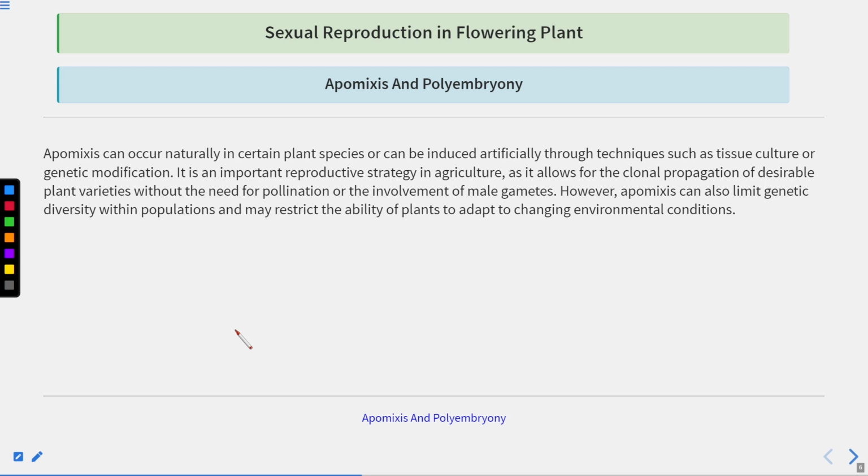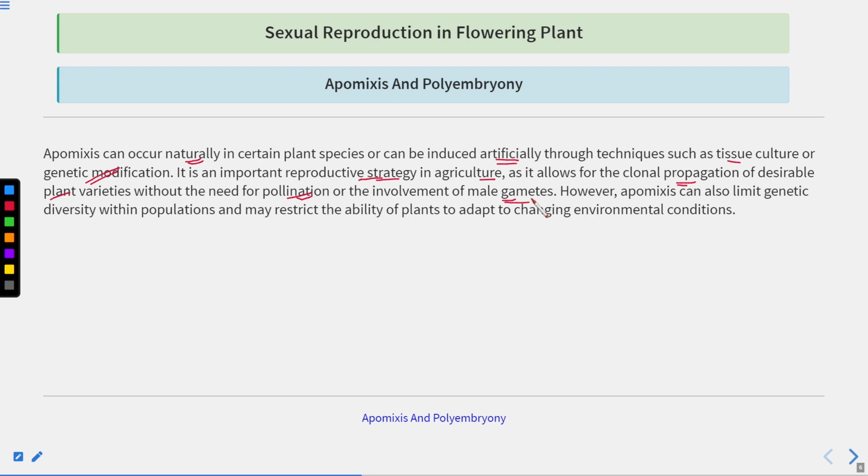Apomixis can occur naturally in certain plant species, or it can be induced artificially through techniques such as tissue culture or genetic modification. Now it is an important reproductive strategy in agriculture as it allows for the clonal propagation of desirable plant varieties without the need for pollination or the involvement of the male gametes.